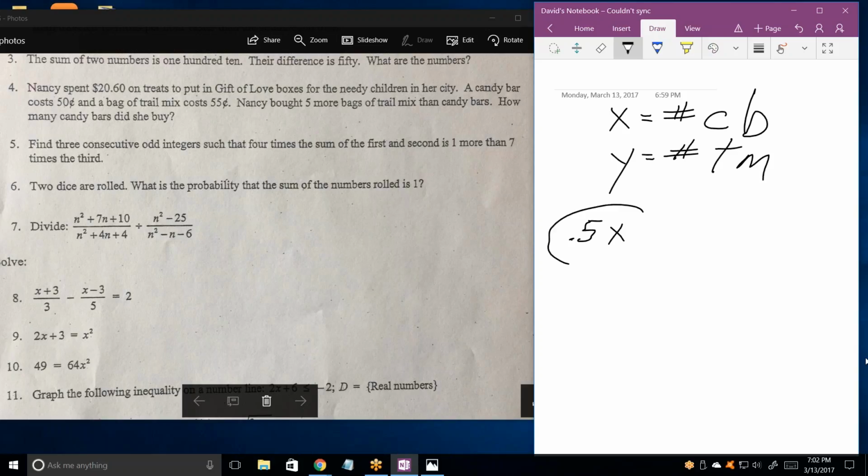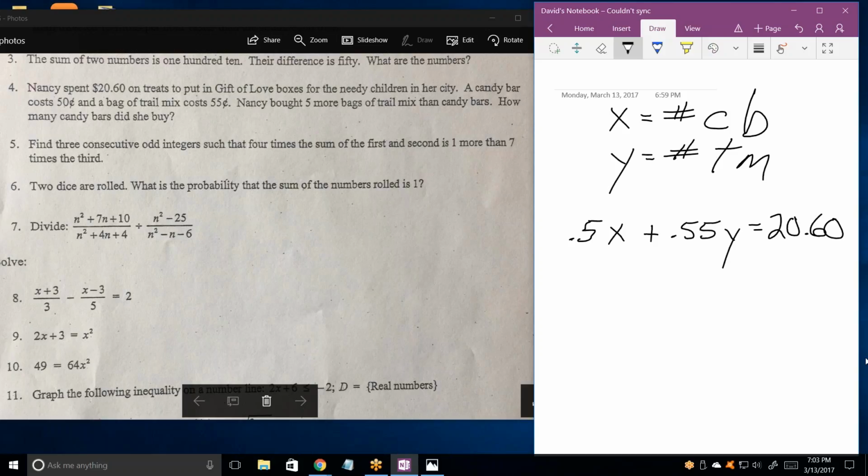So this is a key realization: the expression for the amount spent on candy bars is equal to the cost times the number that you bought. The expression for how much you spent on trail mixes is the cost of the trail mixes times the number of trail mixes you bought. And the total amount that you spent was $20.60. So that's how I get one equation.